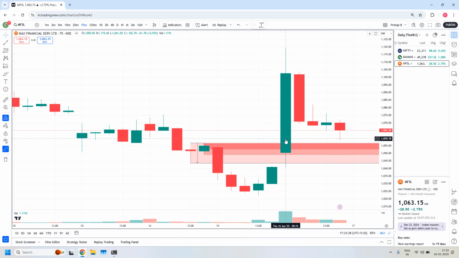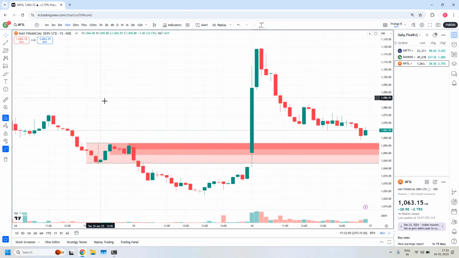So let us revise the concepts you have learned on when a zone could be violated. This is one of those scenarios. So we have an excellent drop base drop identified by our software, and this 75-minute zone is fine-tuned with the 15 minutes time frame. See here we have a rally candle.